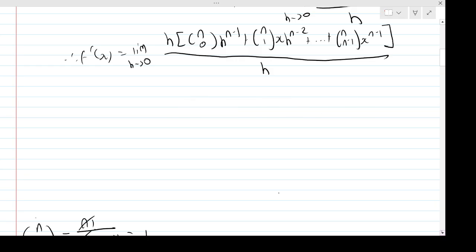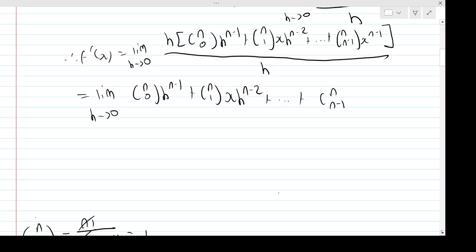So now I can divide by h, so it's then going to be the limit as h tends to 0 of n choose 0 of h to the n minus 1, add n choose 1 of x times h to the n minus 2, add dot dot dot, add the final term, n choose n minus 1, lots of x to the n minus 1. Okay, now at this point I'm going to consider making h 0, right?